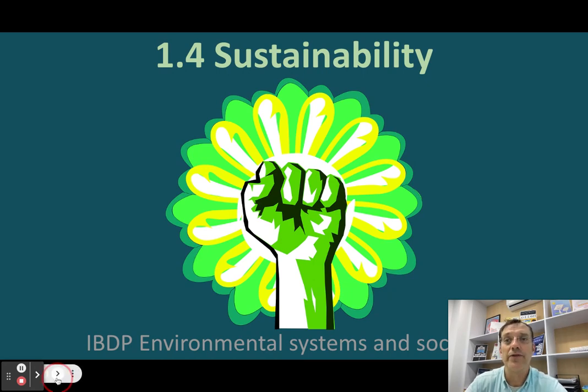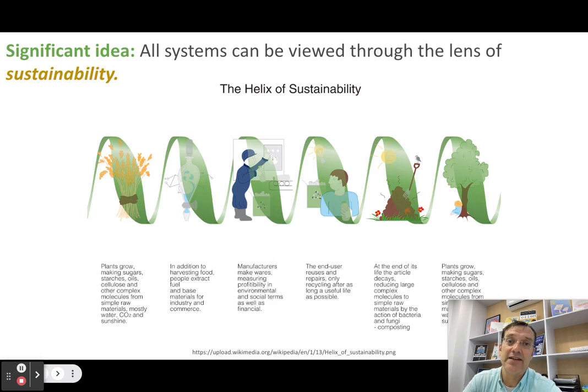We're going to go over the first significant idea of the topic today, and that is that all systems can be viewed through the lens of sustainability. This graphic right here is a little bit misleading because it shows a linear progression from plants growing and making sugars back to plants growing and making sugars at this end, when in fact, this really should be a circular graphic to reflect the circular economy or the circular ideal of sustainability.